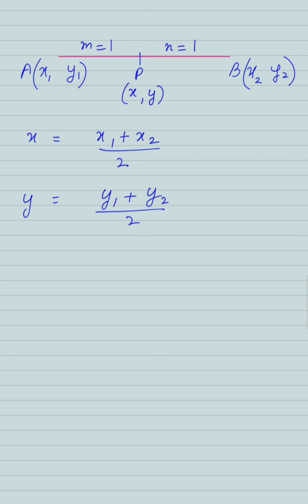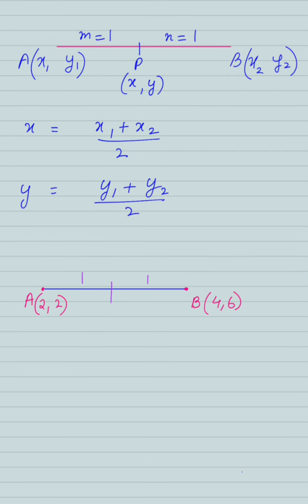Isn't it interesting? With the help of an example, AB is a line segment joining points A 2, 2 and B 4, 6. P is the midpoint of this line. So what will be the coordinates of point P? Let us see. X coordinate will be x1 plus x2. So 2 plus 4 divided by 2, which is 6 upon 2, which will give you 3.